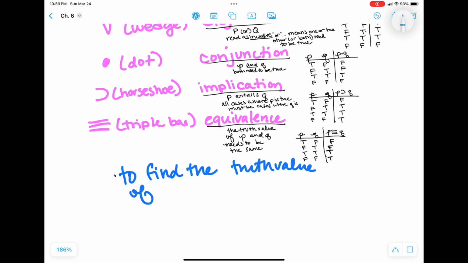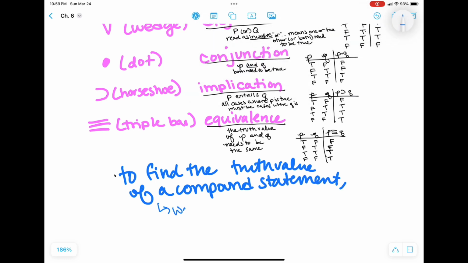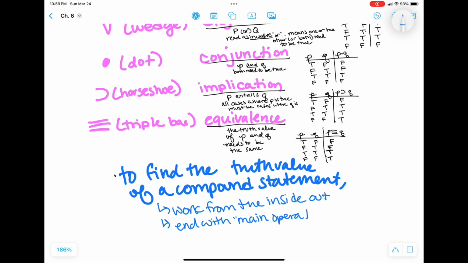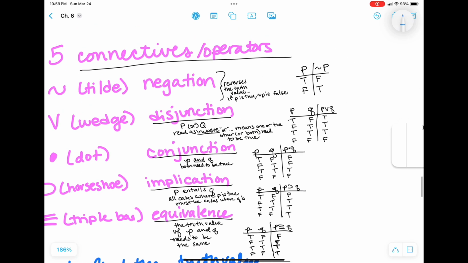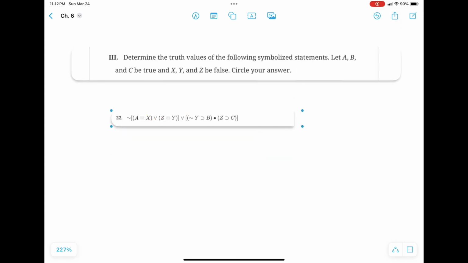And basically what you can use this to do is you can use this to find the truth value of a compound statement by working from the inside out. So start with the truth values of the atomics within the overall compound statement, and then use those to see if you can figure out the truth values based on the truth tables for the operators. Let's look at some examples to really walk through what that looks like.